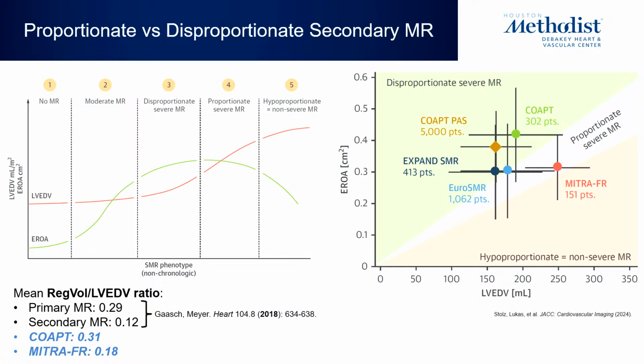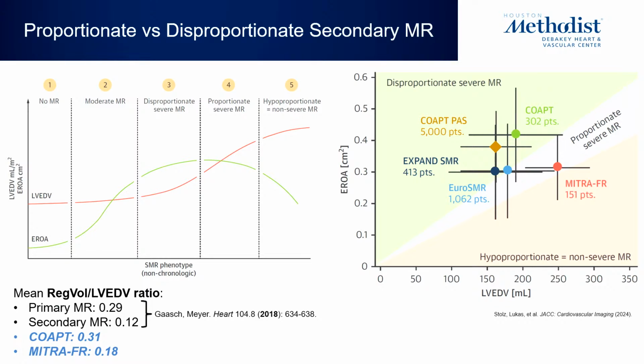On MRI, even before COAPT and MITRA-FR, there was a study in 2018 doing regurgitant volume, as a surrogate of EROA, over EDV, and they showed that in primary MR, the regurgitant volume to EDV ratio is almost 30%, whereas in secondary MR it is 12%. Okay, when they did COAPT and MITRA-FR, the ratio for COAPT was 0.31, very similar to primary, whereas for MITRA-FR it is 0.18. This again shows that the COAPT population is behaving more like a primary MR pathology.